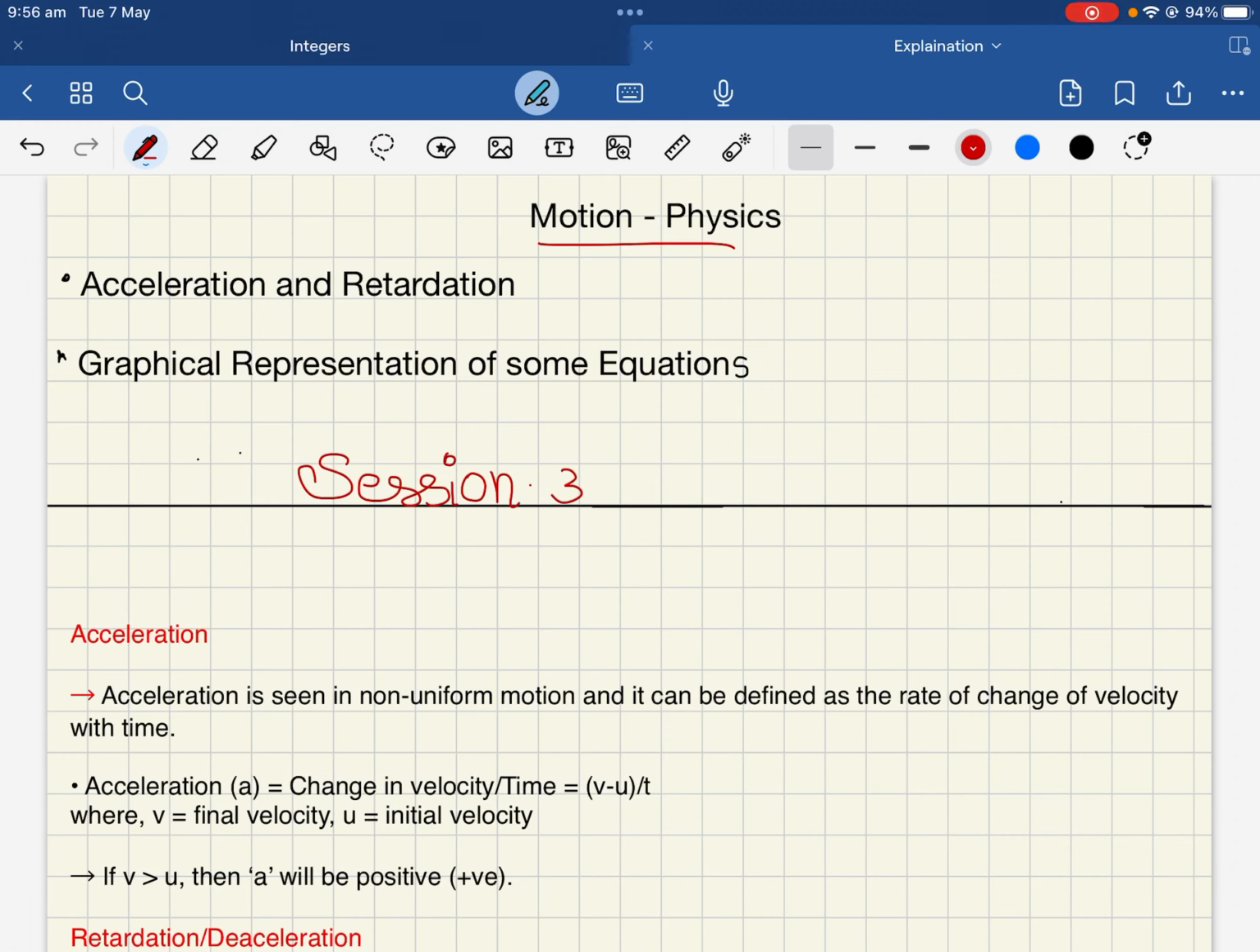Today we are going to be learning acceleration and retardation and graphical representation of sum.